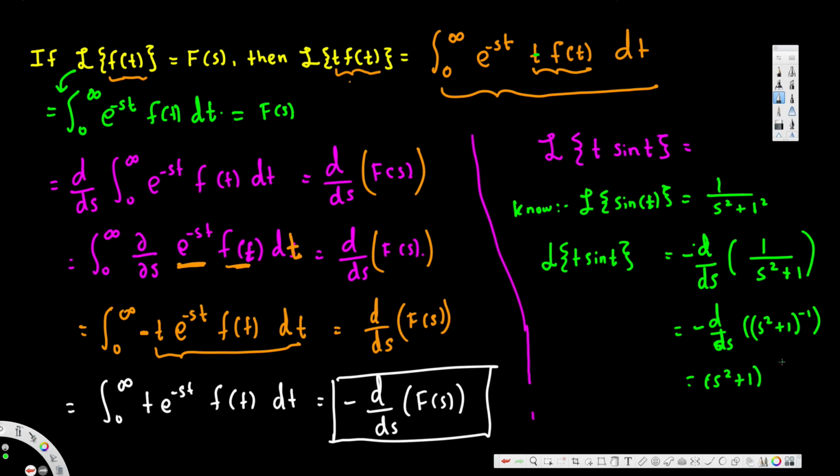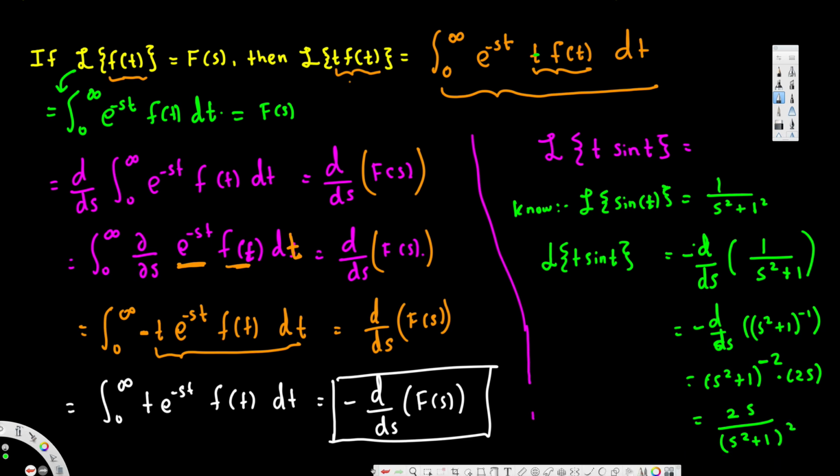Then we have to take the inside derivative, that's going to be 2s, and the power becomes minus 2, since we subtract 1 from the power. And then we multiply by the inside derivative, which is just 2s. So 2s is going to be in the numerator. So this is going to be 2s over s square plus 1 whole square. And that's the Laplace transform of t sin t.